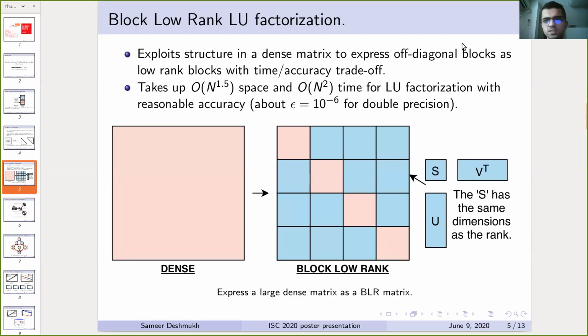In order to solve some of these issues, we turn to a matrix format called the block low rank matrix format. This format reduces the time taken for computing an LU factorization from O of n cube to O of n square and preserves the accuracy for computing an LU factorization up to 10 raised to minus 6 for double precision calculations. This is done by subdividing a large dense matrix into low rank and dense blocks, with the off diagonals being low rank blocks and the diagonals being dense blocks. The off diagonal blocks are represented as SVD factorizations of the corresponding dense blocks.